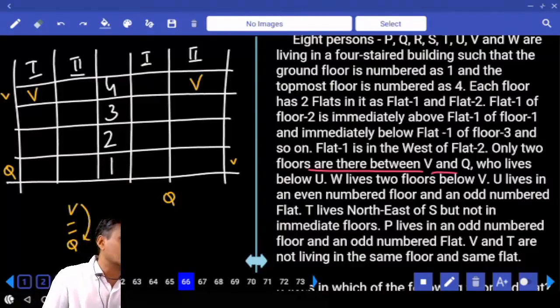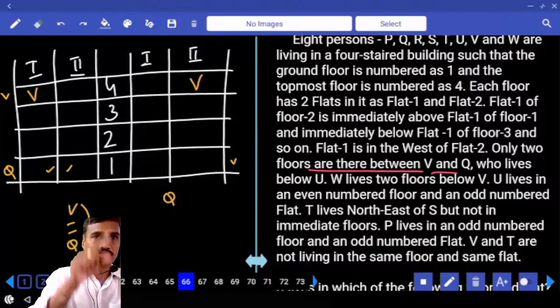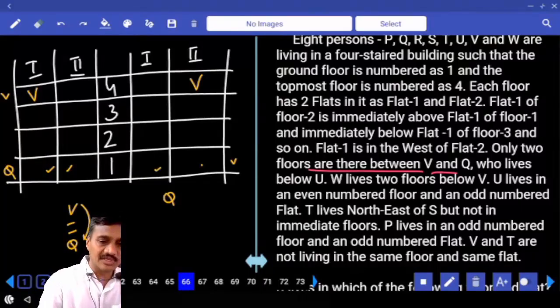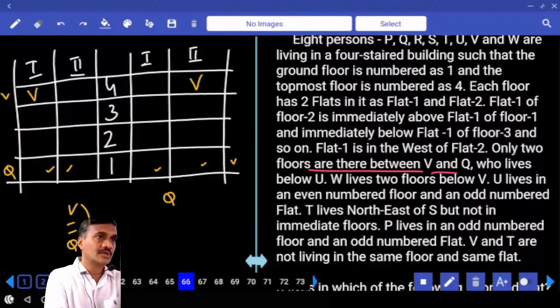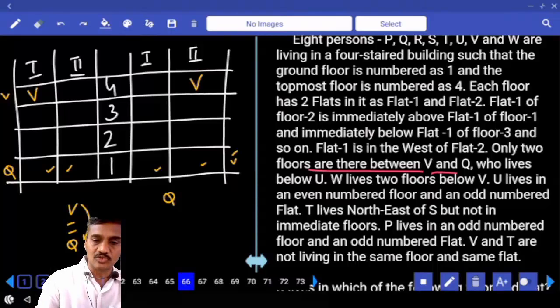Then what about this Q? Where should Q be? Now Q can be here. Because whether these two are in the same flat or different flat, that is not given. Again, Q can be here or here. We have 2 possibilities in each of these cases. In the case of Q, but in the case of V, there is only 1 in each of these. Did you follow or not? So what do we do, we note on the side that Q must be in the first floor.